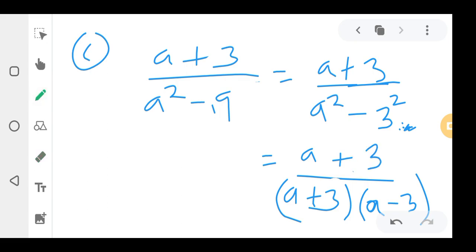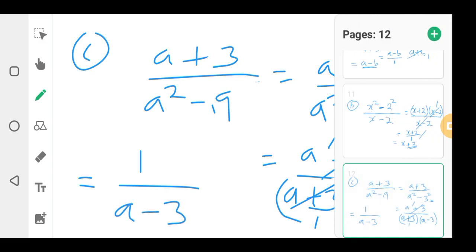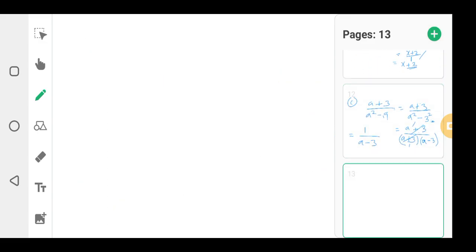Okay, I think you understand what I mean. So a plus 3 into a plus 3 is 1. So what will remain on top there? It's 1 over what has remained down, a minus 3. So you continue solving like that. That's how you solve this type of question.